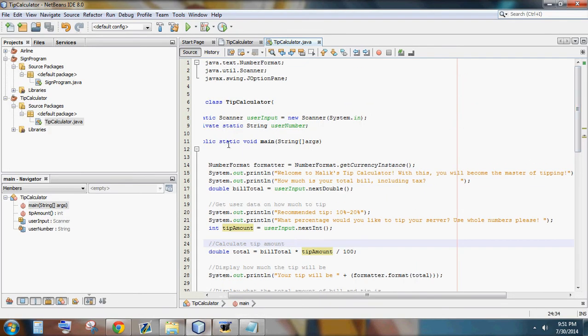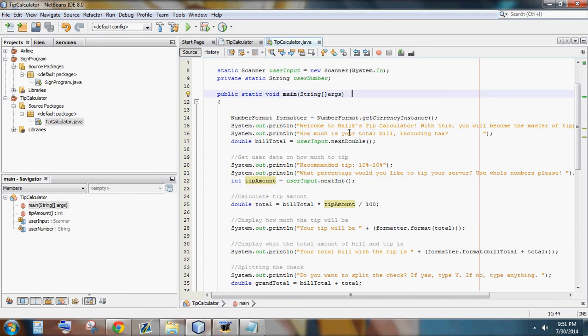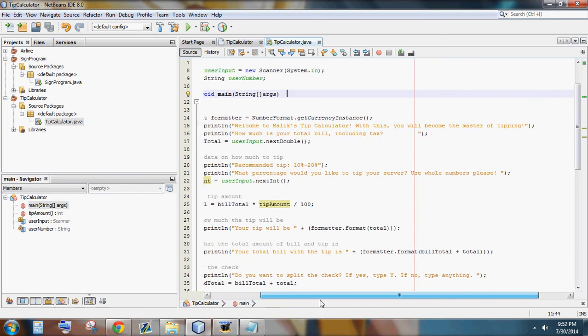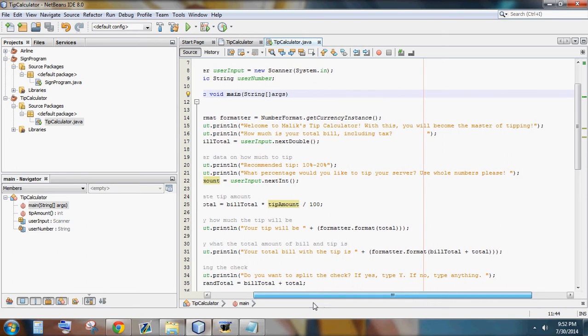So the first 11 lines are some basic things that are always added. All right, so let's get to the real code, what makes the program good. Welcome to Malik's tip calculator. With this program, you will become the master of tipping. You will become the greatest tipper known to man.